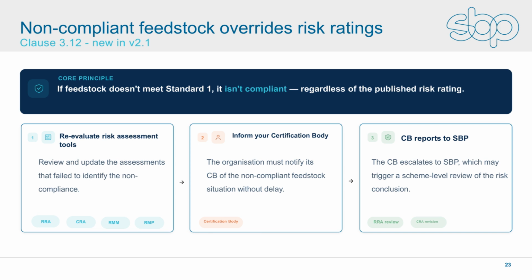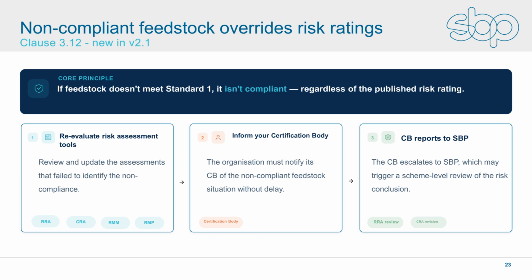This is one of the two genuinely new requirements introduced in version 2.1, clause 3.12. It addresses an important principle, and I want to spend a moment unpacking it because it has real practical consequences. The core idea is simple, and it is the message on the slide. If feedstock does not meet Standard 1, it is not compliant, regardless of what the published risk rating says.